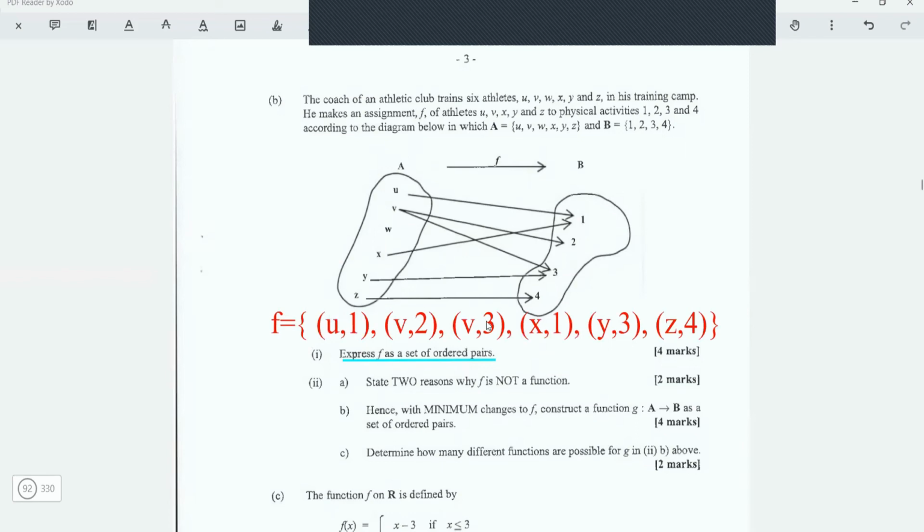Easy. That's 4 marks. This is not easy for 4 marks. Easy though? Yes, sir.